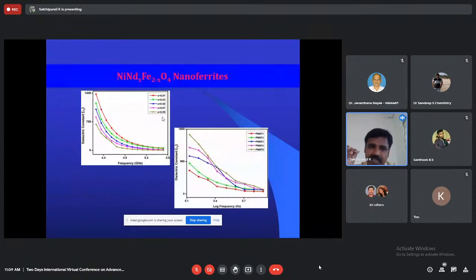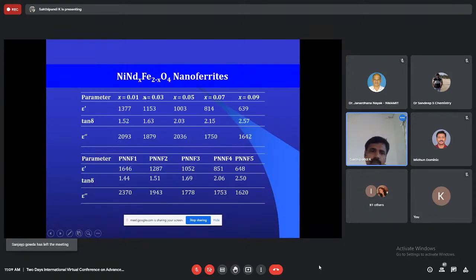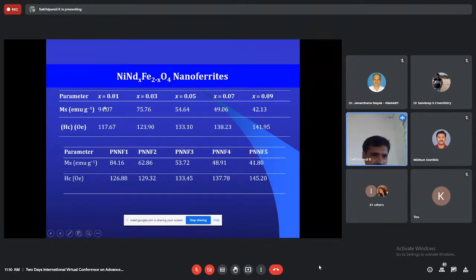Another one, I put in PVA. So in this compound I have samples without PVA and with PVA. Without PVA, the dielectric constant is around 1400, and with PVA it is close to 1800. So there is an increase in dielectric constant. Similarly, the magnetization is around 100 here and decreased to around 80 here. Without polymer it is around 1300, and with the polymer it is increased. So the dielectric constant is increased. In a similar way, the magnetization decreases from 94 to 84, and here from 42 to 41.